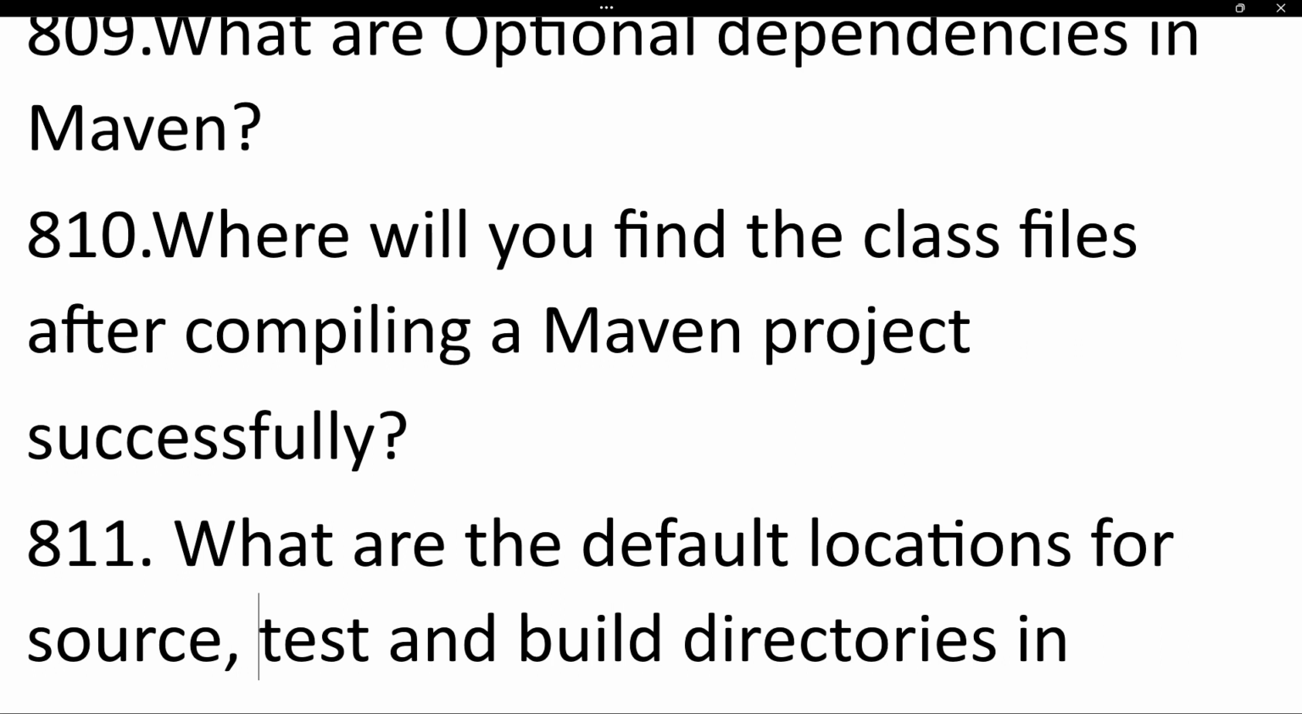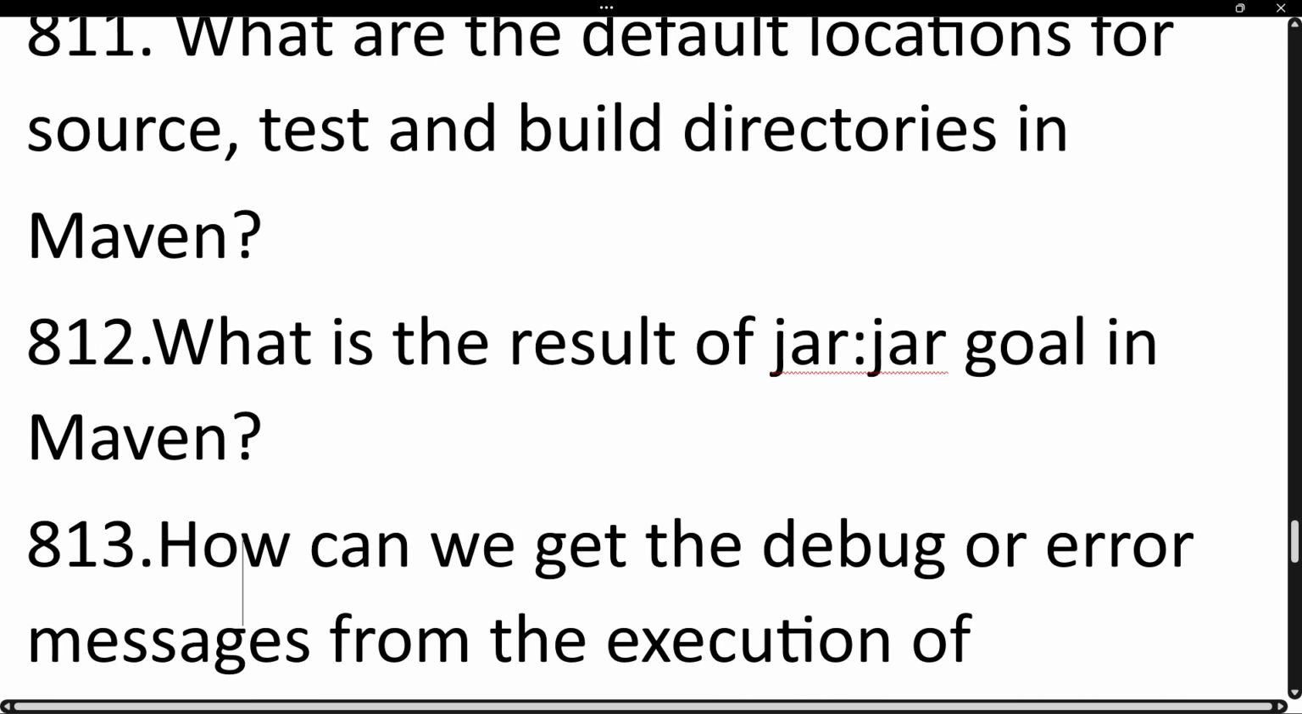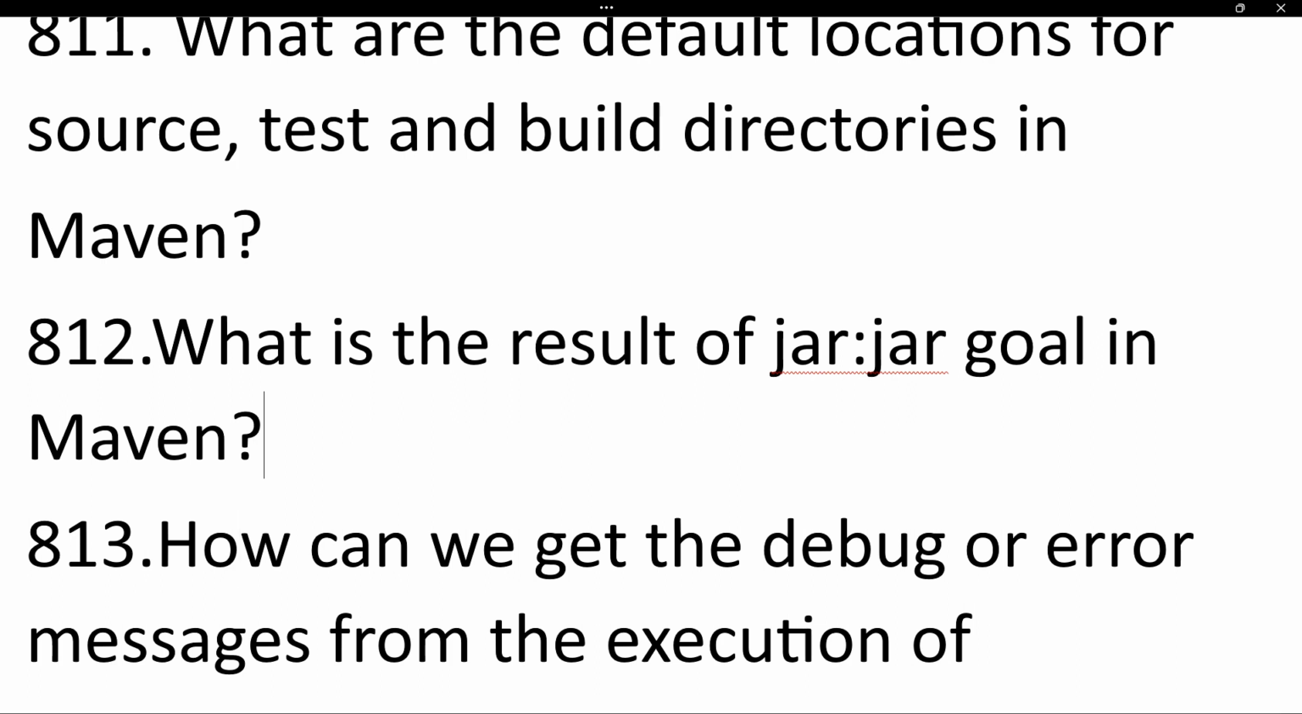Where will you find the class file after compiling a Maven project successfully? What is the default location for the source, test and build directories in Maven? There are some defaults, so where will we find those details? What is the result of the jar goal in Maven?